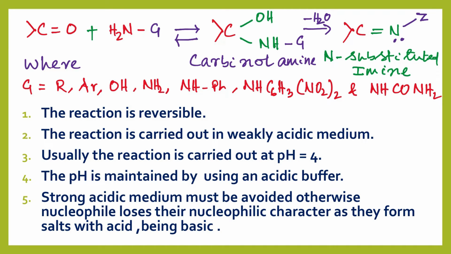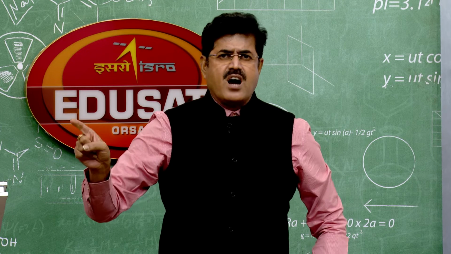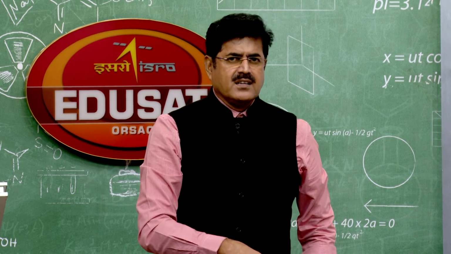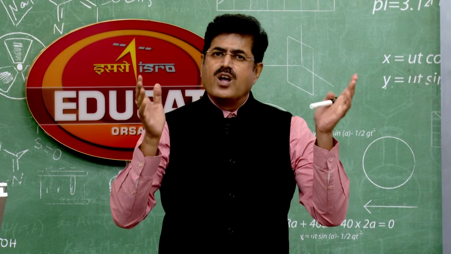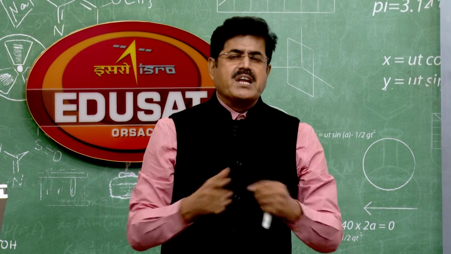Now, why should a strongly acidic medium be avoided? Because if the pH is too low, lesser than 3, then it is a strongly acidic medium. In a strongly acidic medium, the nucleophile, which is ammonia and its derivatives, loses its nucleophilic character. No addition reaction takes place, or the rate of reaction is too slow. That is why a strongly acidic medium must be avoided. The reaction is carried out in a weakly acidic medium.